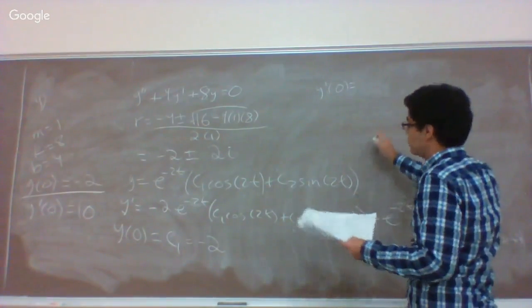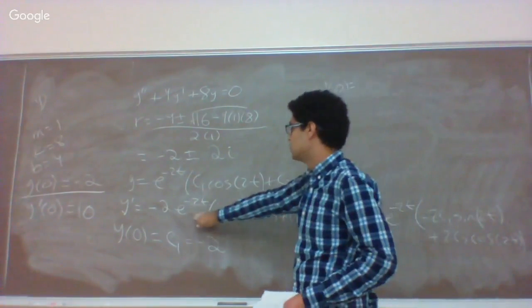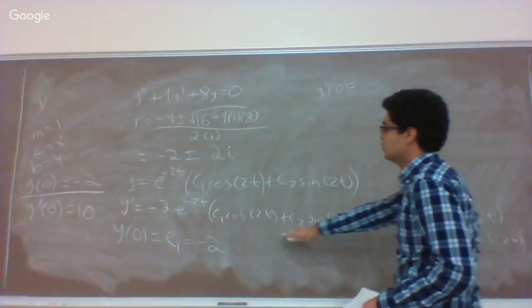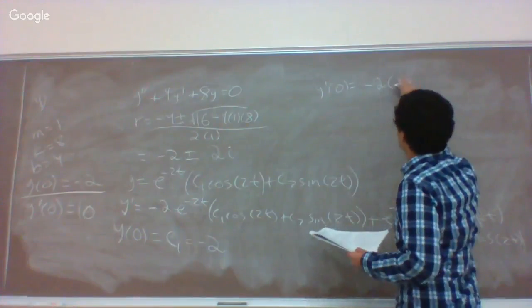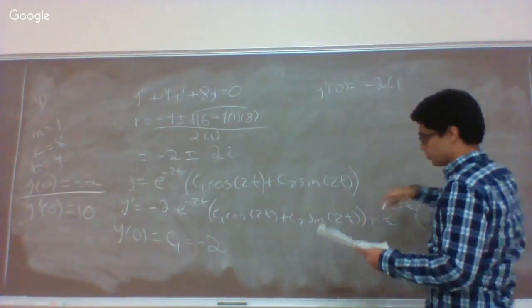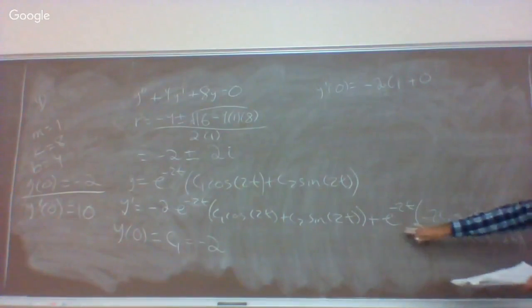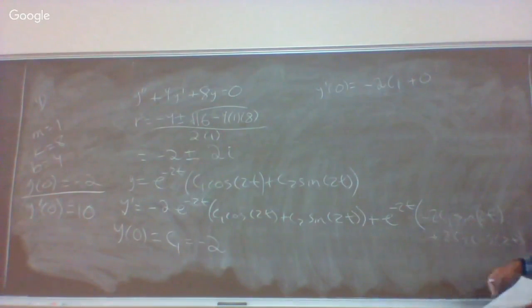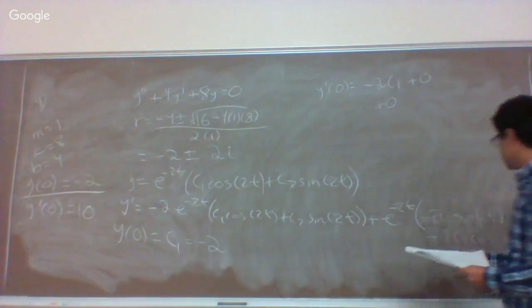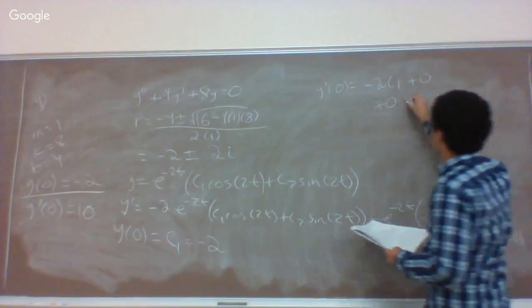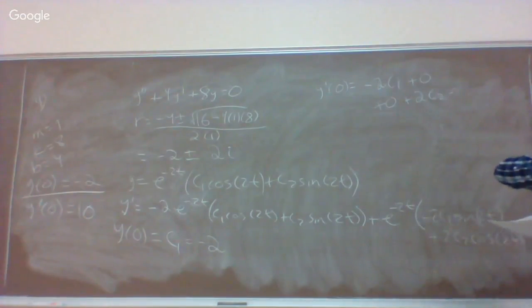Y prime of 0 is equal to, e to the 0 goes to 1, so I have a -2 times c1 plus 0, since sine of that is 0. Going to the second portion, e to the 0 is just 1, plus sine of 0 is 0, plus 2 c2, because cosine of 0 is 1, and this is equal to a positive 10.